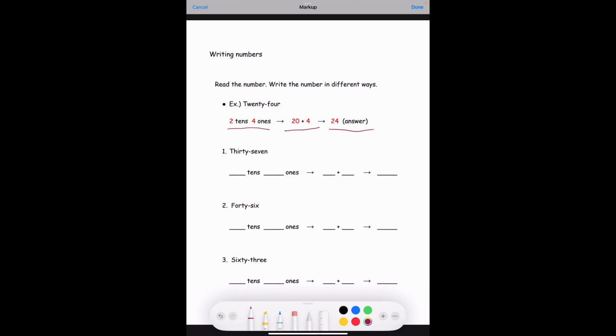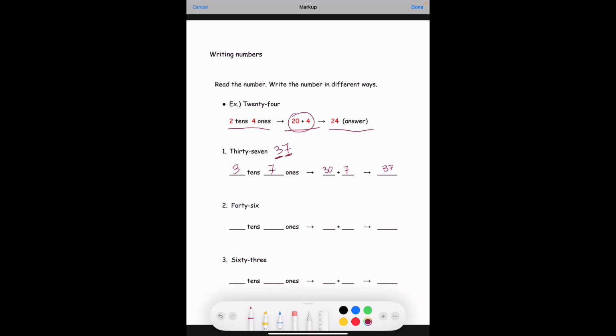Our number is 37. Let's just write it out. In the tens and ones format, the 3 is in the tens place, so there's 3 tens, and the 7 is in the ones place, so there's 7 ones. Now we're going to write it like this. 3 tens is 10 plus 10 plus 10, which is 30. And there's 7 ones, which is just 7. And 30 plus 7 equals 37.